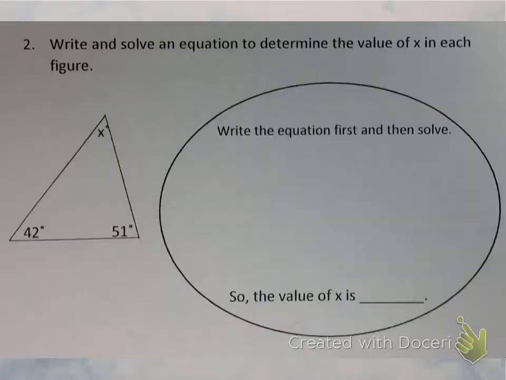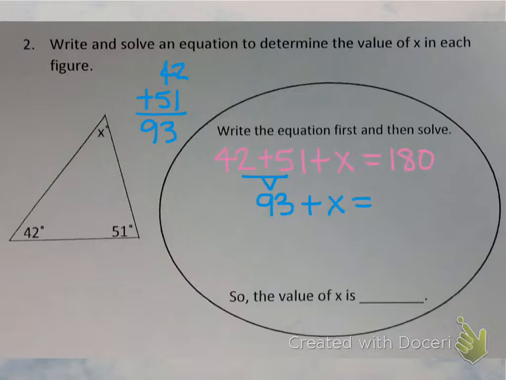Let's practice again. Here it's asking us to do the same thing, determine the value of x in each figure. We are given our three angles, so remember we add those together. We have 42 degrees, we have 51 degrees, we have x, and we set that equal to 180 degrees. Remember, our first step is to add, so we're going to add 42 plus 51 and get 93. Our second step is to rewrite the equation.